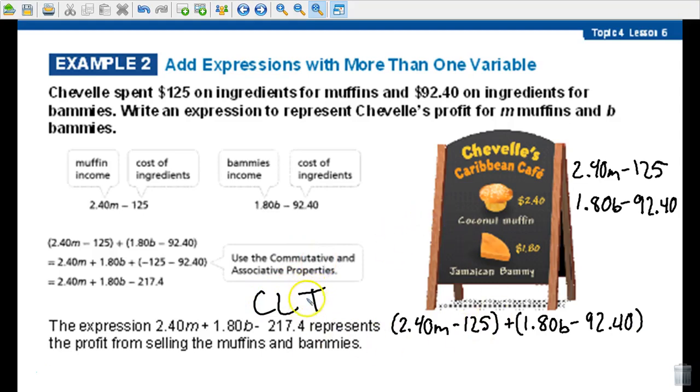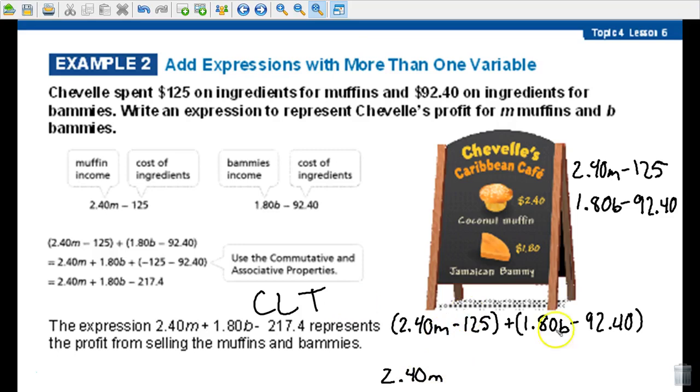So combining like terms, I've got 2.40 m to the first power. M to the first power is my more important thing. Okay, so this does not have an m to the first power. This does not have an m to the first power. This does not have an m to the first power. So what do I do? I put this in my answer because it does not have any like terms. I cannot do anything with it.